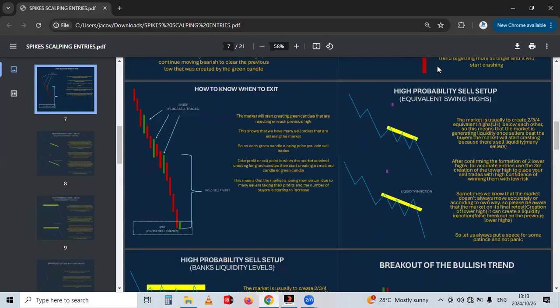So what I was talking about: you see, it was this crash, this crash, this crash. Then we hold until the green bodies start to gain momentum.